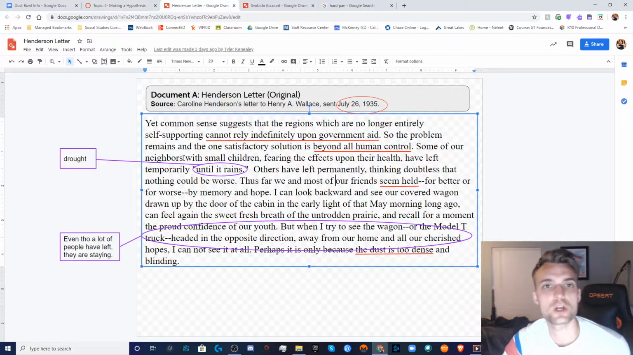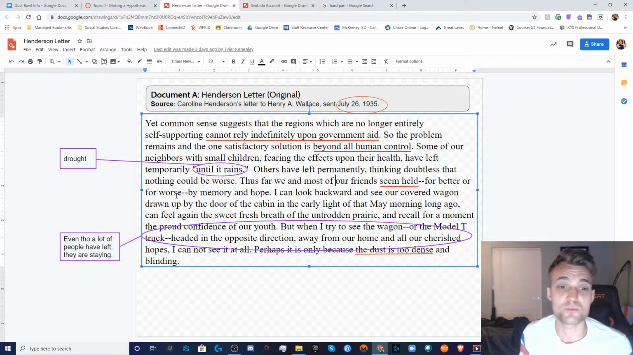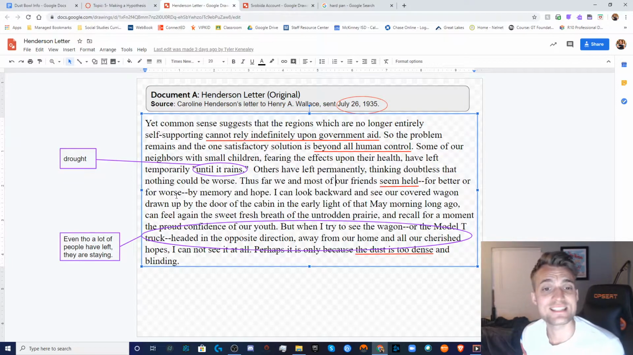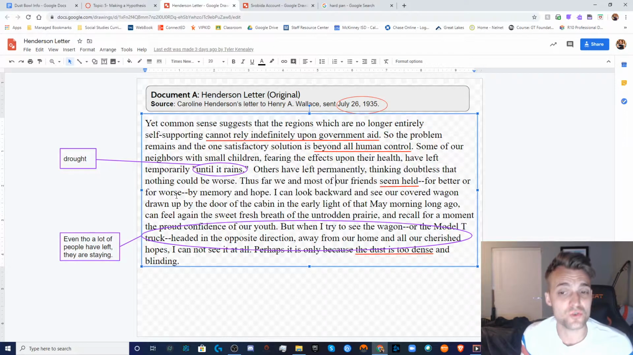I'm going to read it first, and then we're going to go through some important details. The Henderson Letter. Caroline Henderson's letter to Henry A. Wallace, sent on July 26, 1935. "Yet common sense suggests that the regions which are no longer entirely self-supporting cannot rely indefinitely upon government aid. So the problem remains, and the one satisfactory solution is beyond all human control. Some of our neighbors with small children, fearing the effects upon their health, have left temporarily until it rains. Others have left permanently, thinking doubtless that nothing could be worse. Thus far, we and most of our friends seem held, for better or worse, by memory and hope.